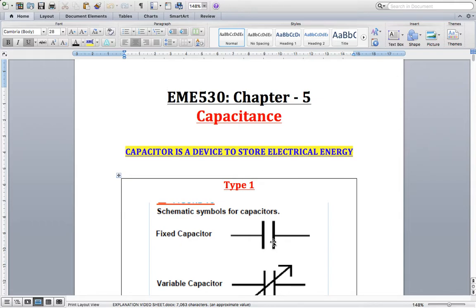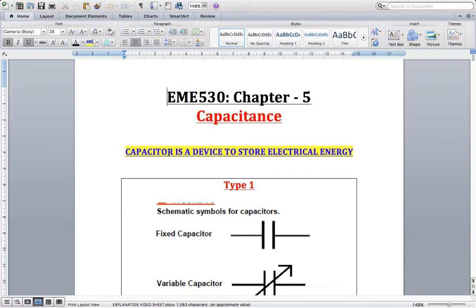The middle portion in between these two plates is called the dielectric, which is an insulator. It can be either air or water or some liquid. Why we are using a capacitor is that it will act like a battery.